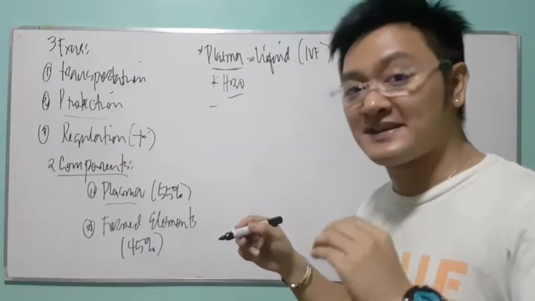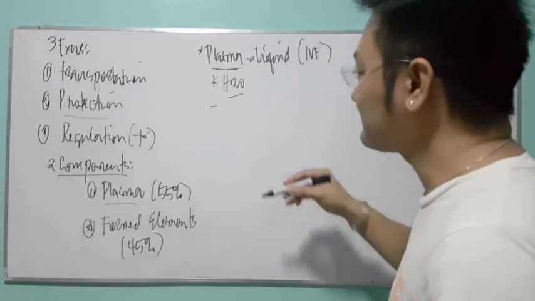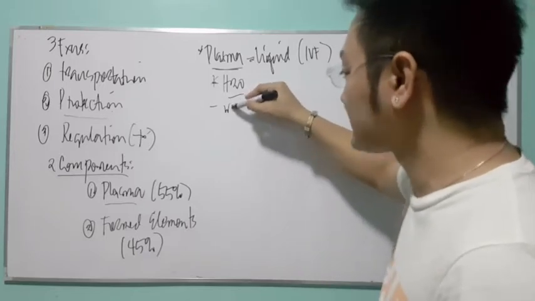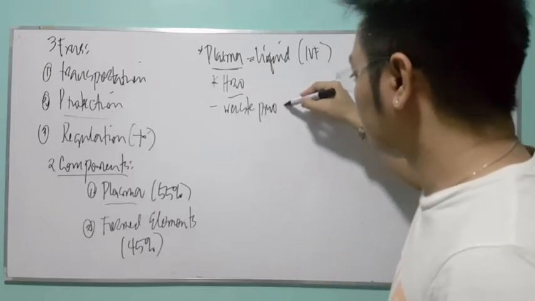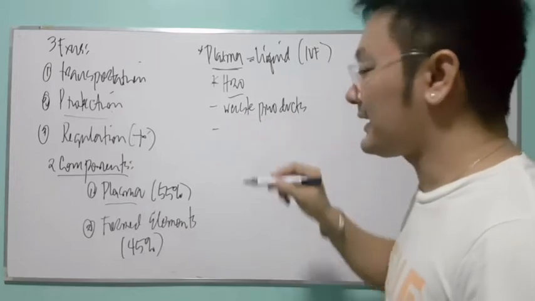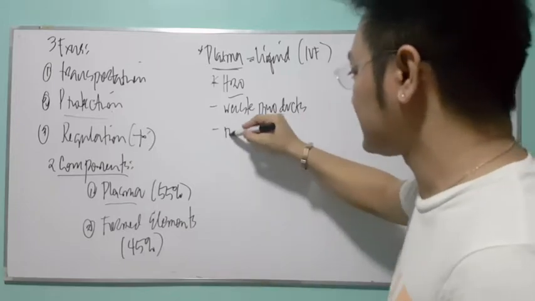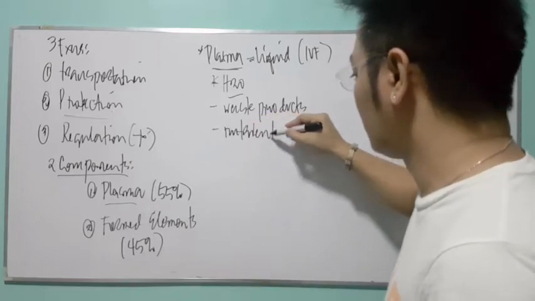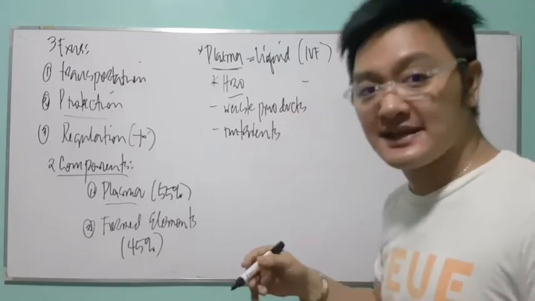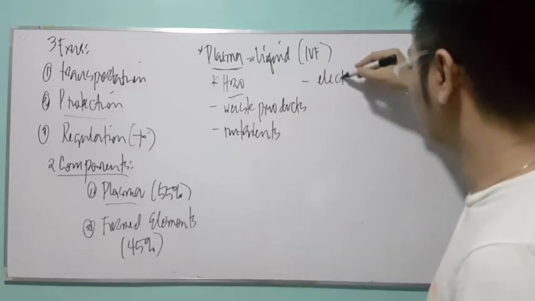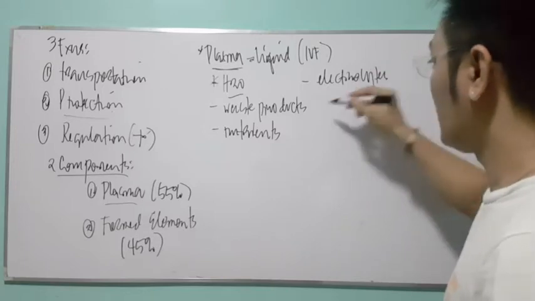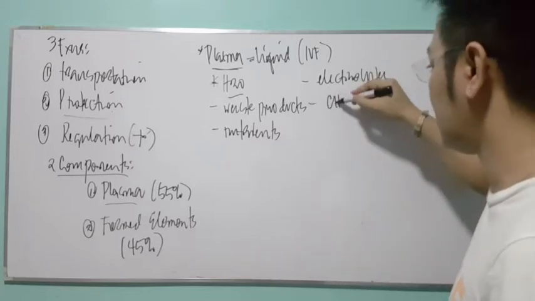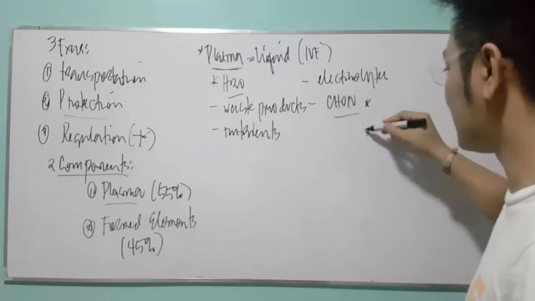A big portion of your plasma is water. Your plasma also contains, of course, waste products. Your plasma also contains nutrients. Your plasma even contains electrolytes. Your plasma contains protein. Now, I need to stress this one.